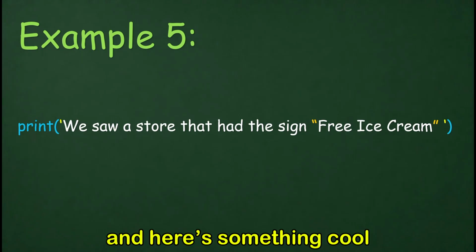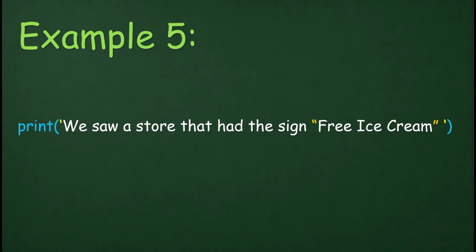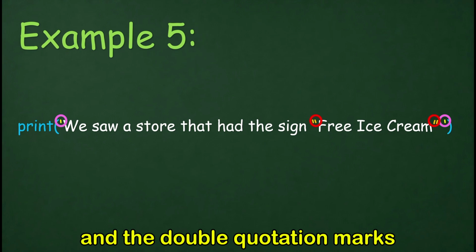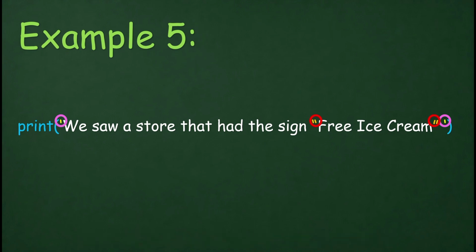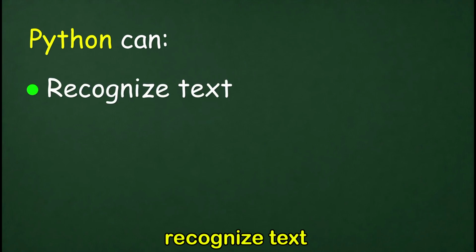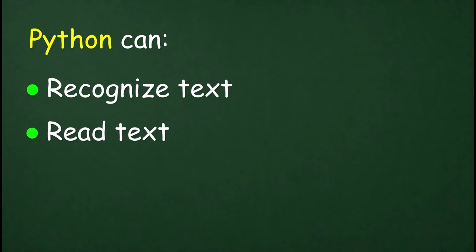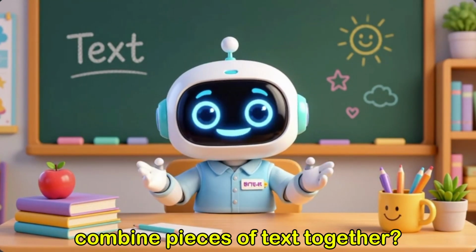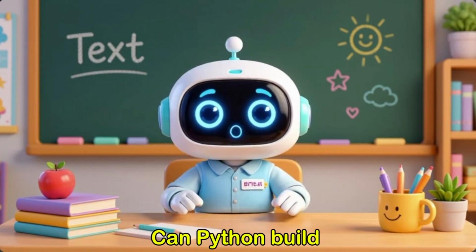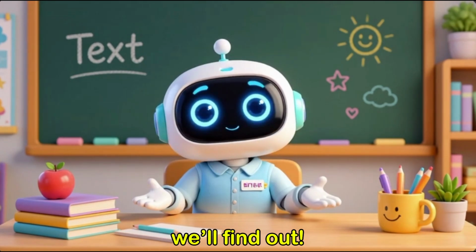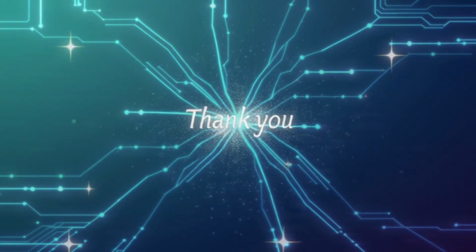And here's something cool. We could also do the opposite, like this, where the single quotation marks are around the big text and the double quotation marks are inside the text. Both work. Awesome job. So today we learned something very important. Python can recognize text, read text, and now show text on the screen too. But what if we want to combine pieces of text together? Can Python build bigger text from smaller text? In the next lesson, we'll find out.